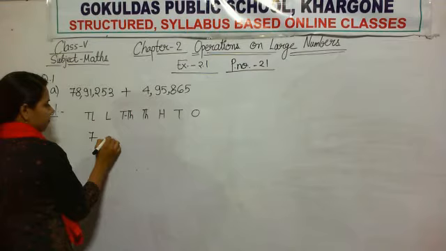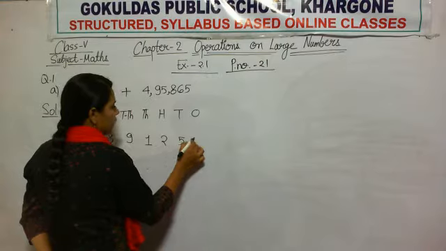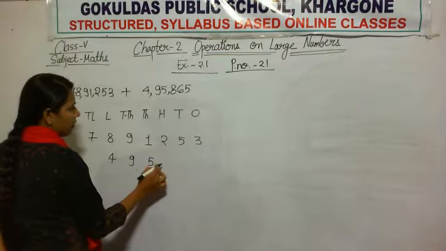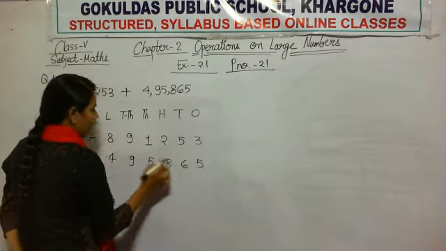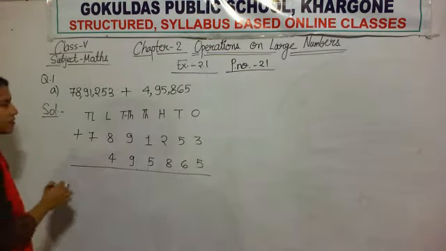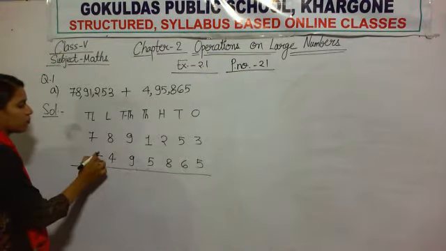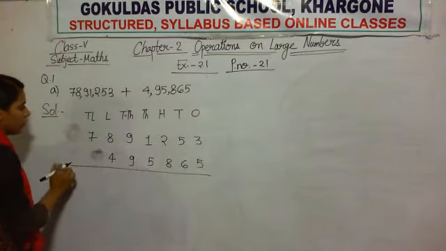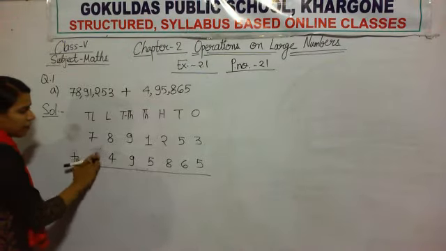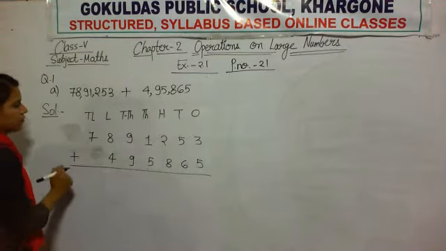First 253 and the next number 4,95,865. Now add them. Remember, do not put the plus symbol here; it is the wrong way. You cannot put the plus symbol over here either; it is also the wrong way. Always put the plus symbol just to the left side of your last number.